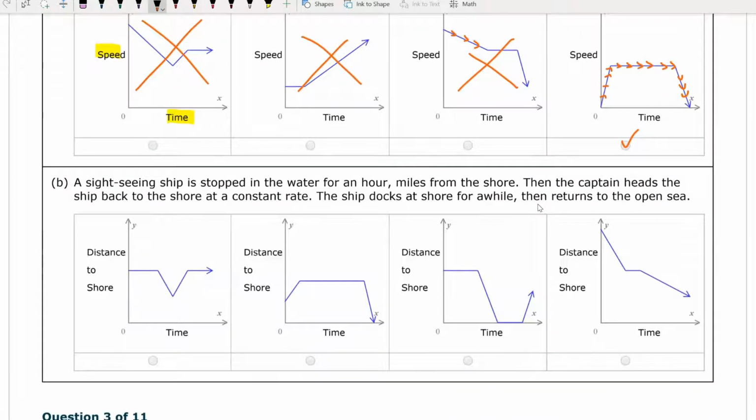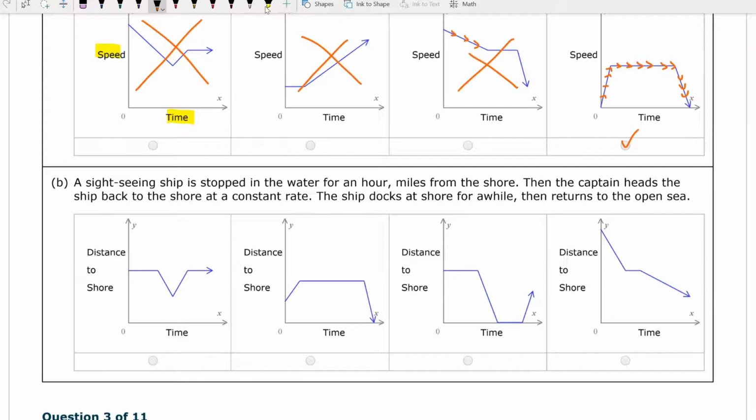Now part B. A sightseeing ship is stopped in the water for an hour, miles from shore. So it's not at the shore, it's miles from the shore. Then the captain heads the ship back to the shore at a constant rate. So they go close to the shore. The ship docks at the shore for a while and then returns to the open sea. Okay, so the ship stops an hour, miles away from shore, and then they come closer to the shore, and then they stop there for a while, so a couple hours, and then they head back out to the ocean.